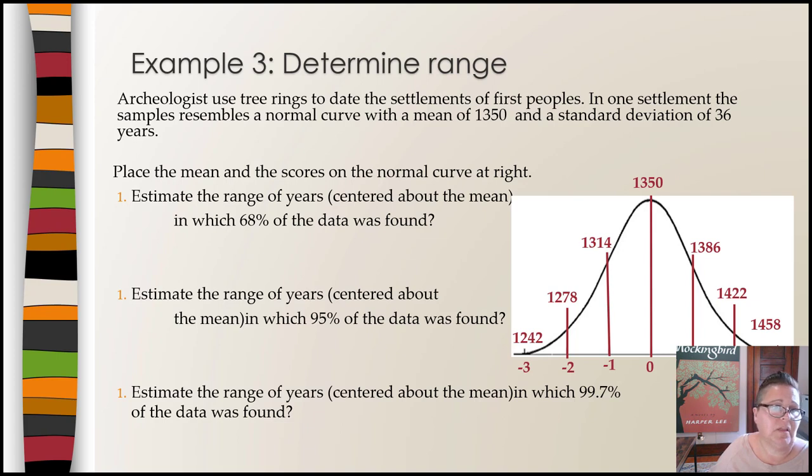So they want you to estimate the range of years centered about the mean, in which 68% of the data was found. So what you have to recognize here is that 68% is an important number for the empirical rule. The 68% is within 1 standard deviation of the mean. That is 1 standard deviation above and 1 standard deviation below. That means that I can look at these numbers of 1314 and 1386, and those would be the range of years in which 68% of the data is found.